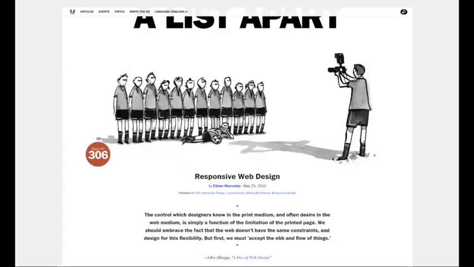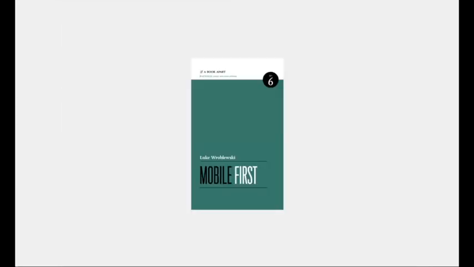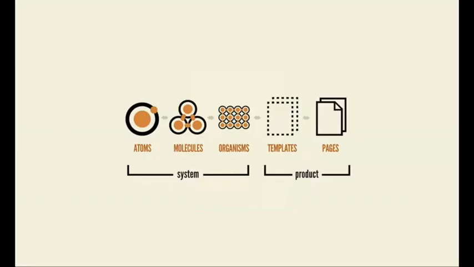In 2010, Ethan Marcotte penned an article titled "Responsive Web Design," and broke the web from the paradigm of the printed page and forced us to accept the flexible nature of the medium. Around the same time, Luke Wroblewski was championing a new way of thinking about how to approach designing for the web, mobile first. A few years later, Brad Frost wrote Atomic Design, an article about building design systems instead of pages.